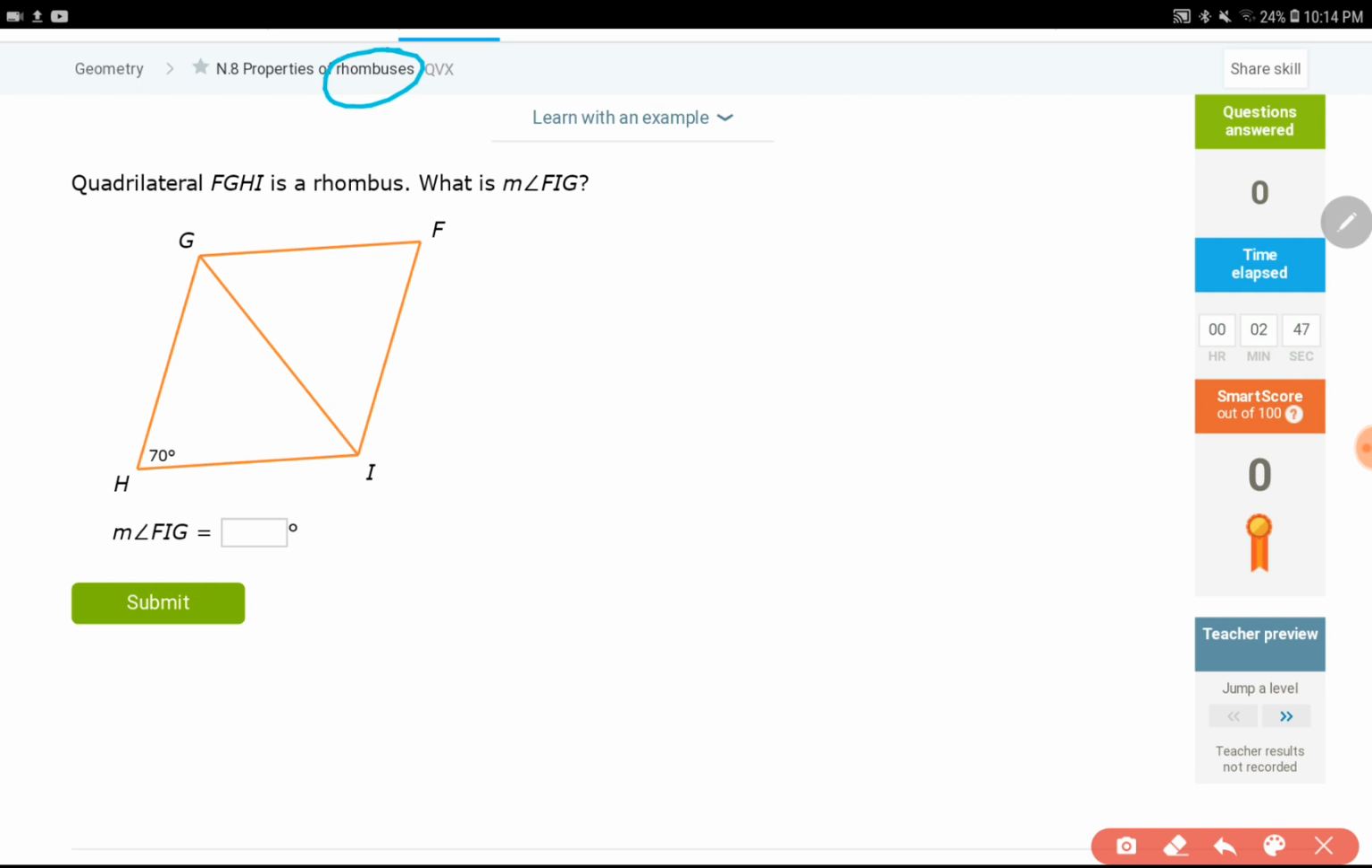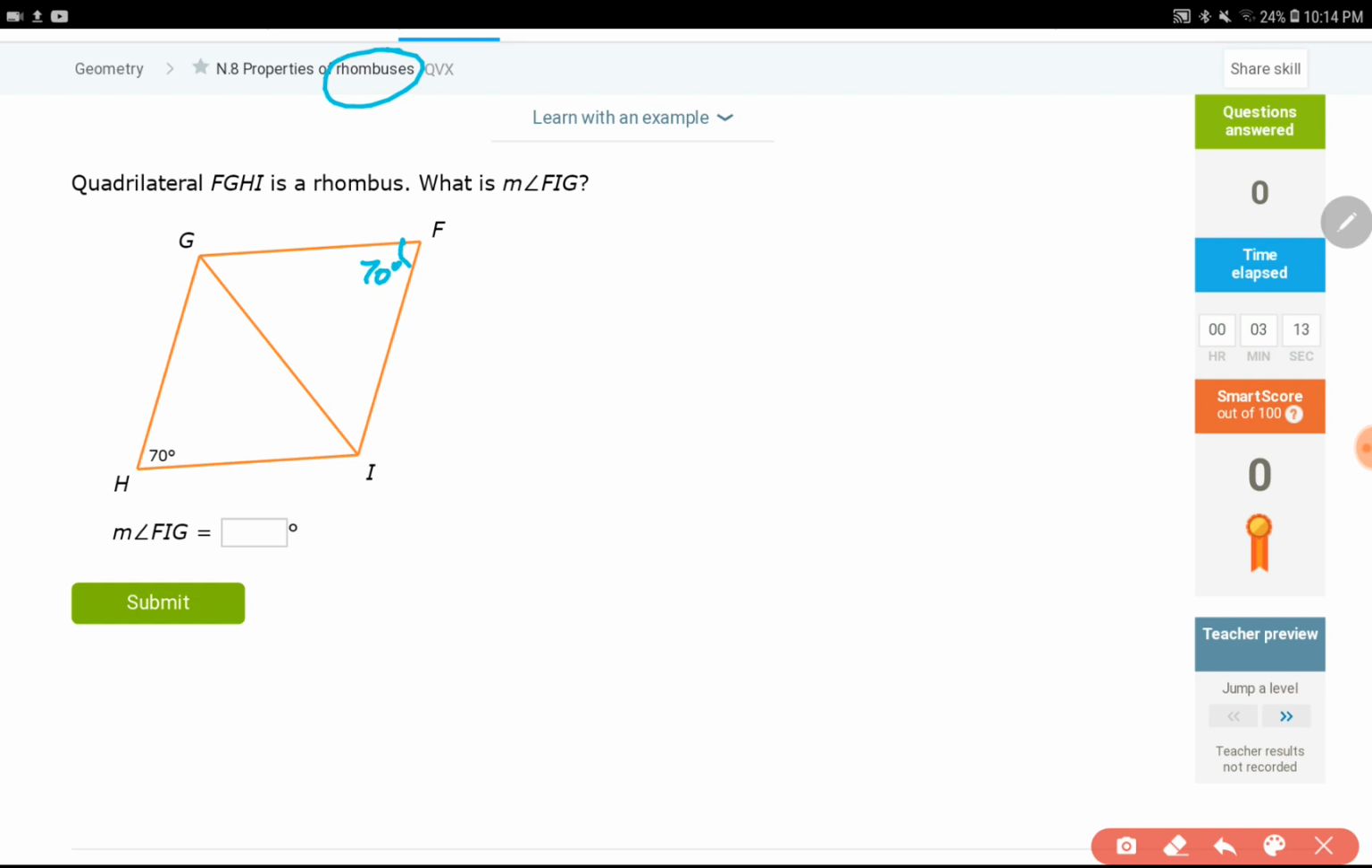Not all of the angles are equal, keep that in mind. Only the ones across from each other, those angles are equal, such as this 70 degrees and this 70 degrees. That should be 70. That's another property of a rhombus. And adjacent angles, like angle G and F, if the vertices are next to each other, those are supplementary. When you add them together, you get 180 degrees.